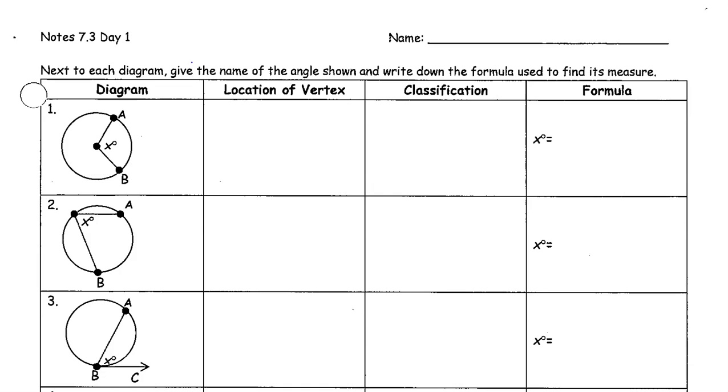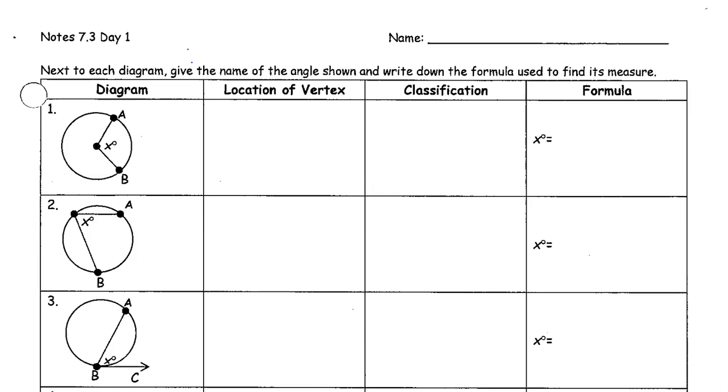Hi everyone, Mrs. Broderick here, and I'm going to walk you through the Note 7.3 Day 1. So we're going to summarize what we've learned about angles and arcs and how we can use arcs to find angles. So the most important thing is to pay attention to the location of the vertex. That is always the most important thing. First thing you want to look at.